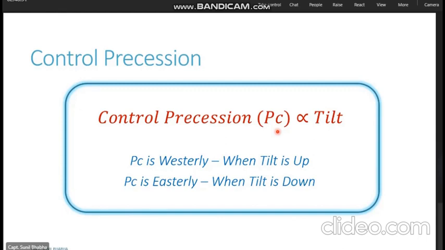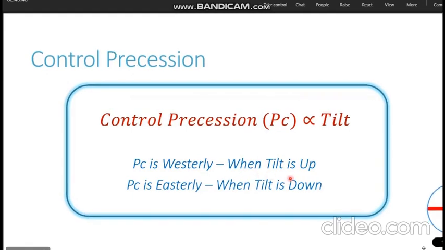Now the direction of the control precession: whenever the tilt is up, the control precession generated is westerly. We have seen that in these two diagrams just now. The spin axis was tilted upwards and it generated a westerly precession of the north end of the spin axis. Whenever the spin axis is tilted down, though we have not seen it till now, the control precession generated at the north end will be easterly. Whenever we refer to the direction of the precession, it is always of the north end, as we are interested in the north end of the spin axis, not the south end.